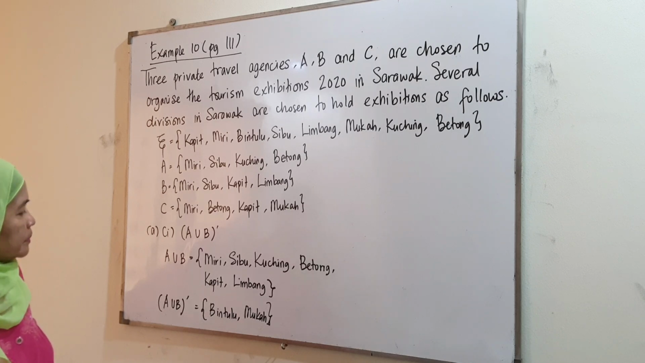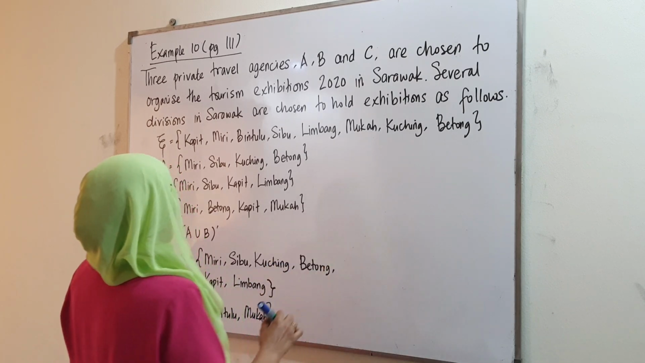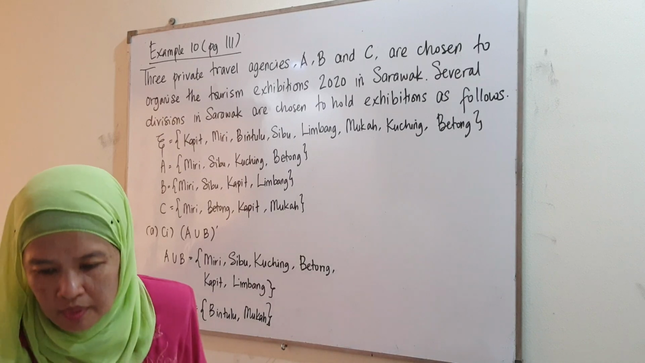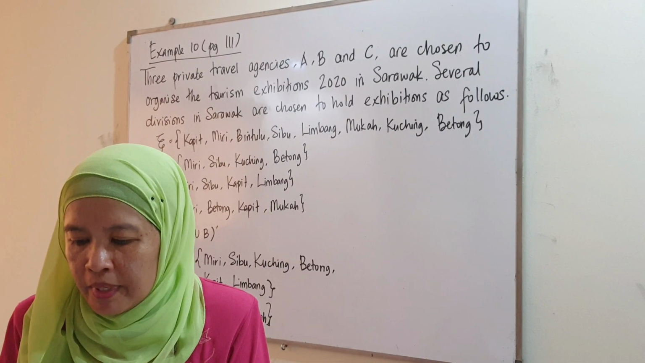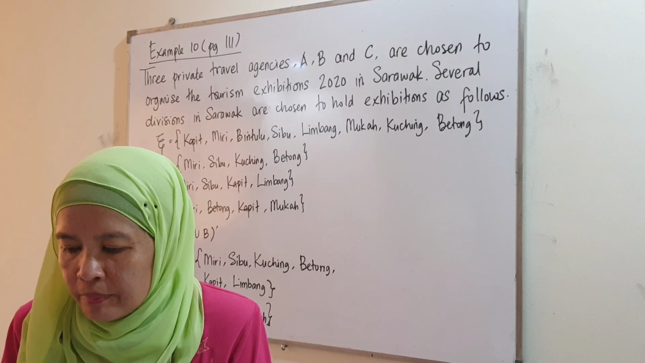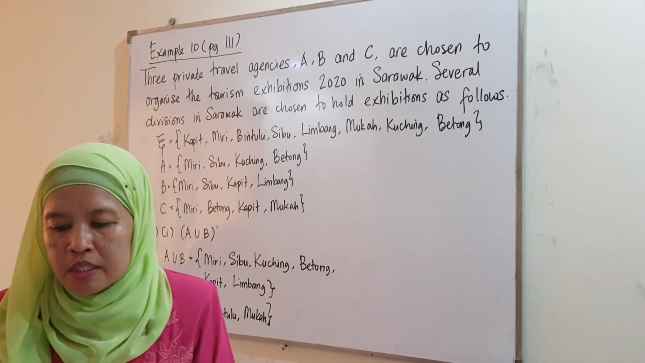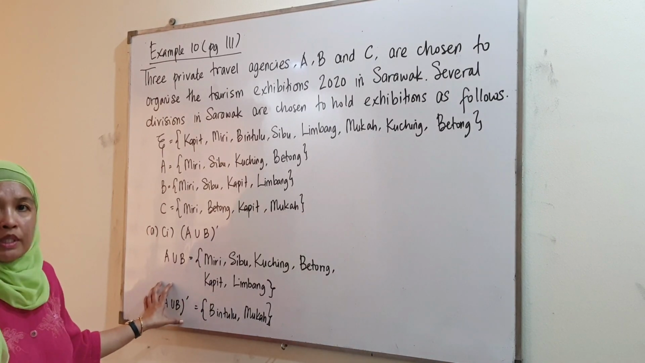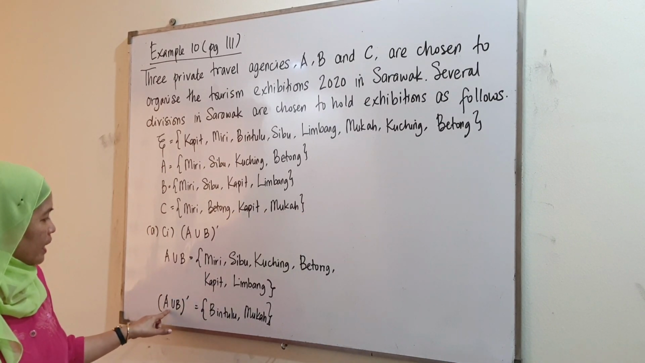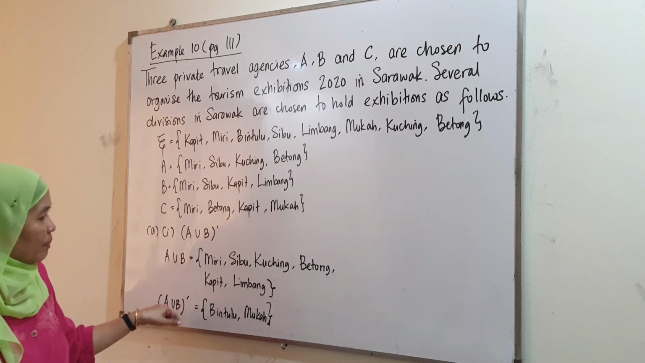Okay, now A2. Draw a Venn diagram to represent sets A, B, and C and shade the region that represents each of the following complements of unions of sets. So we want to draw the Venn diagram for A union B complement.